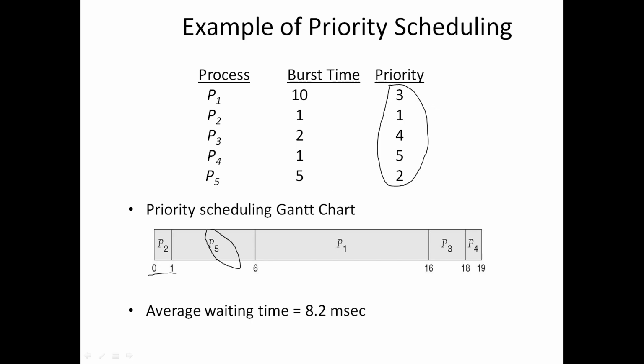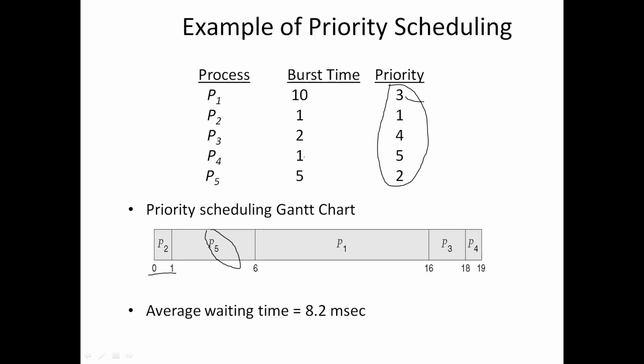Then the next higher priority is 3. So 3 means the process is P1, burst time is 10. So P1 is executing from 7 to 16. The next higher priority is P3. The burst time is 2, only 2, so P3 is executing from 17 to 18. Finally, the final process is priority 5, P4. P4's burst time is only 1.